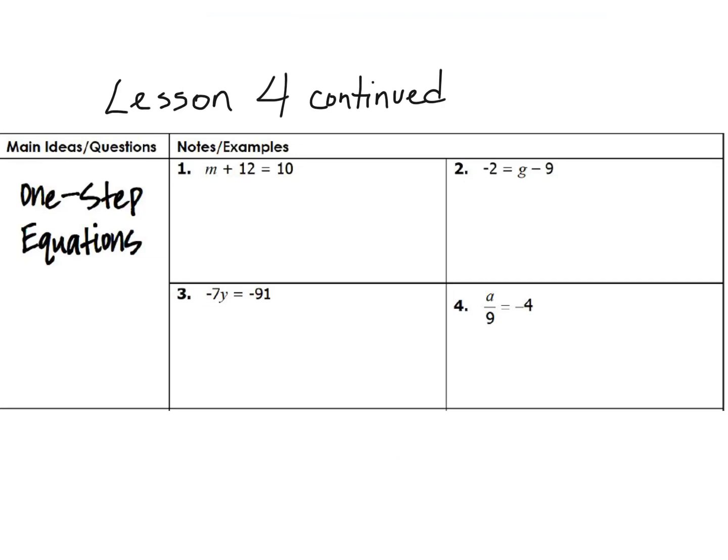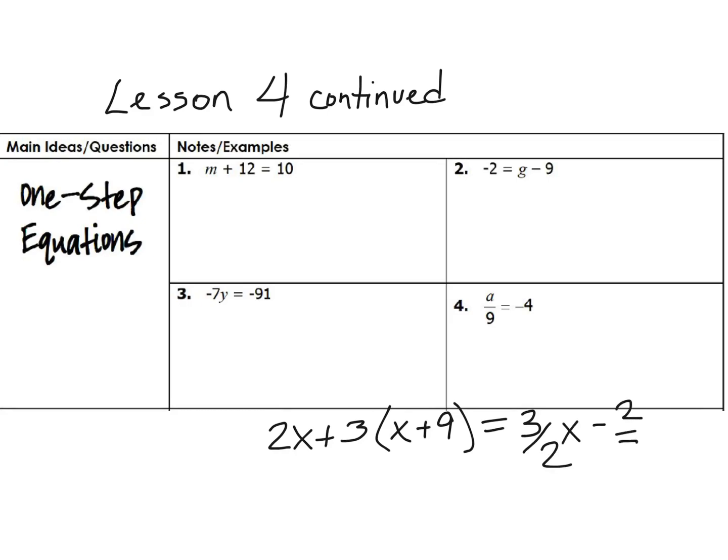However, I do expect everyone to show their work properly, even with these one-step equations, so that when we get to our second unit and the equations are much bigger, for example, 2x plus 3 times the sum of x and 9 equals 3/2 x minus 2/3, something like that is going to require a lot more work to show properly, and it's going to get easy to get lost or confused in the process. So we are going to learn how to show our work properly now.